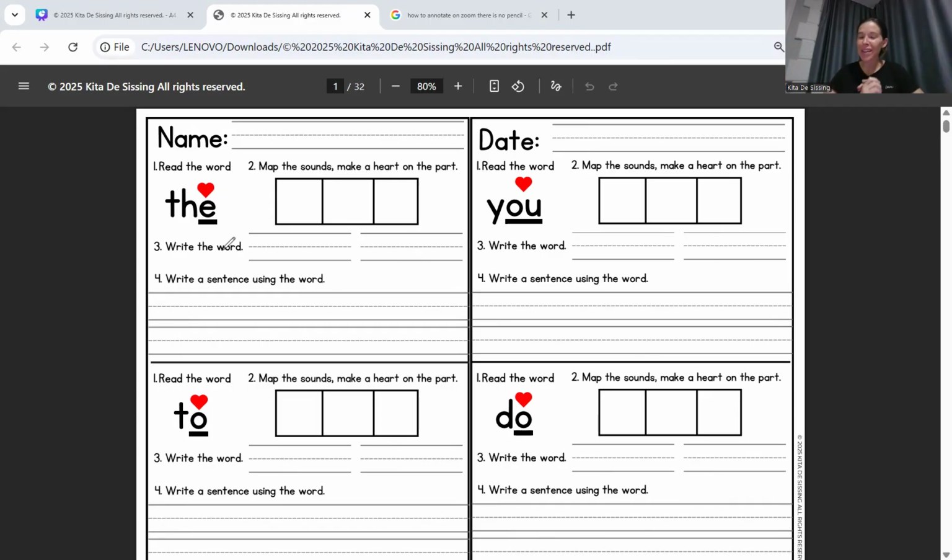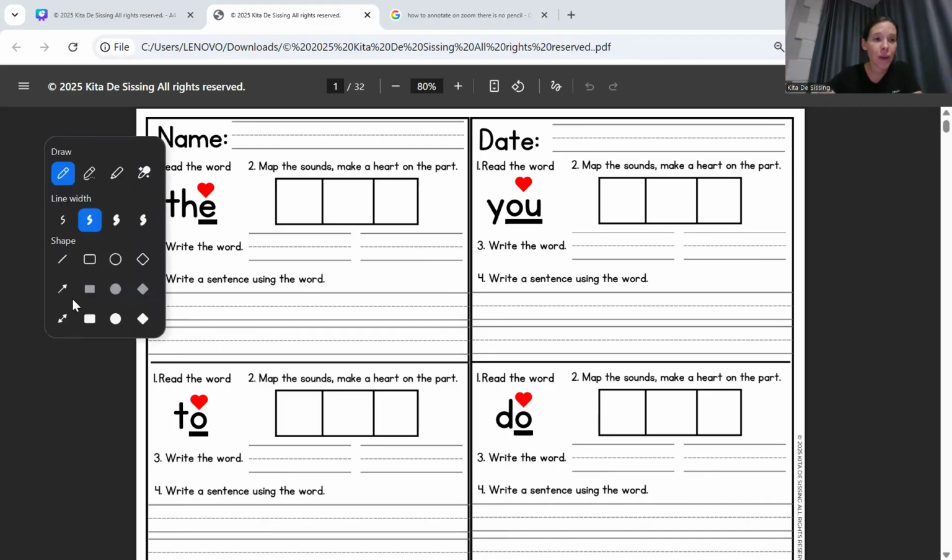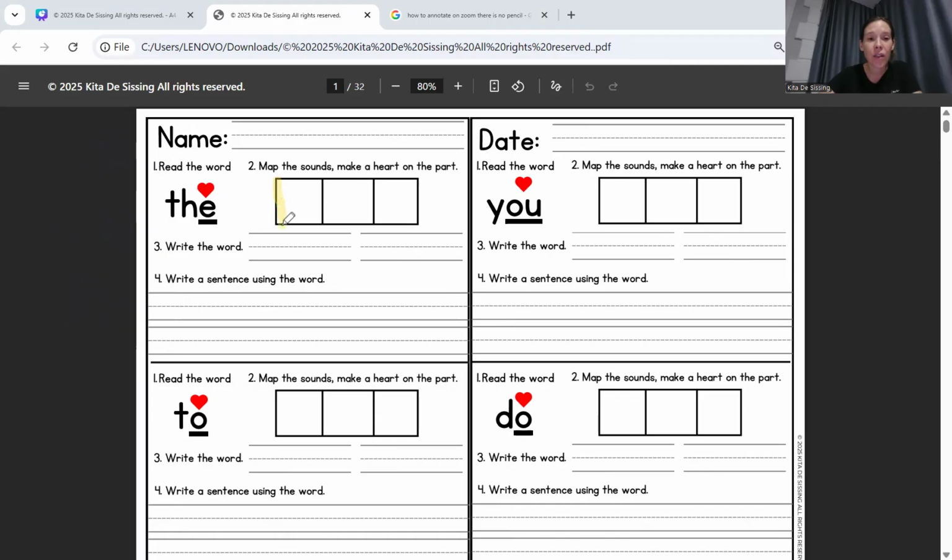Nice stretching. Let's count the sounds. The. We've got two sounds in the word the. I'll get my highlighter and make sure that we will be able to highlight the two blocks for the first sound and for the second sound. Okay? So even though th has got two letters, it still is only one sound. So it only takes up one block.